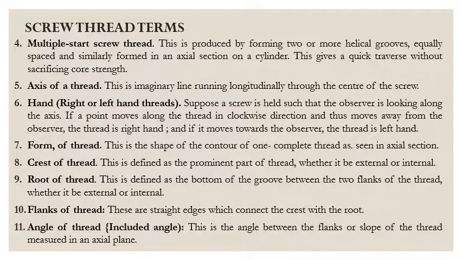Angle of the thread. This is the angle between the two successive flanks, or the slope of the thread measured in an axial plane. The angle of the thread is a very important specification of the thread, and it signifies which form of thread or which type of thread it is.